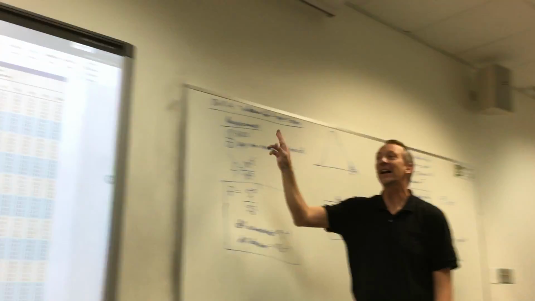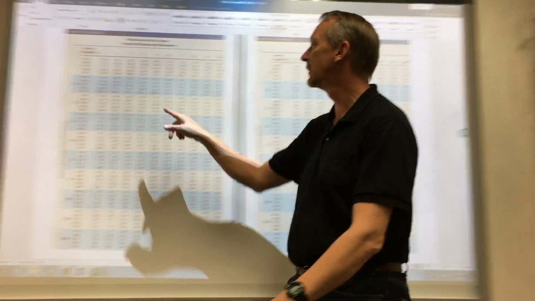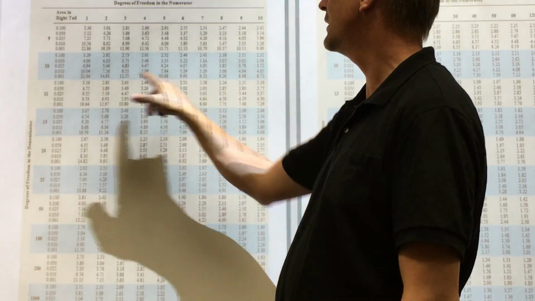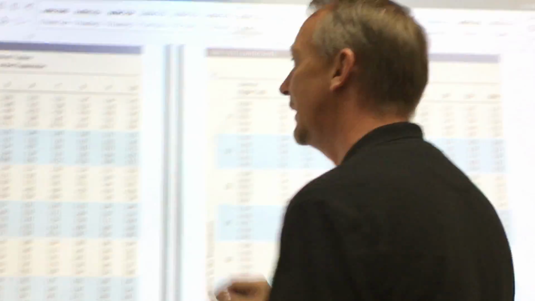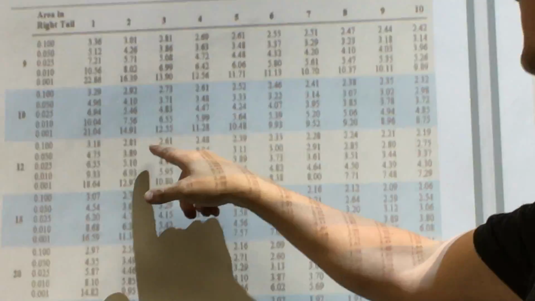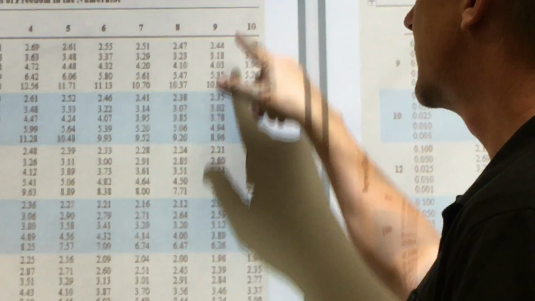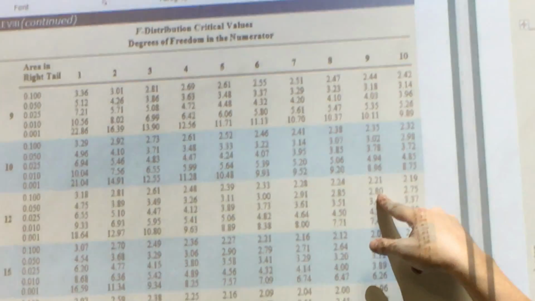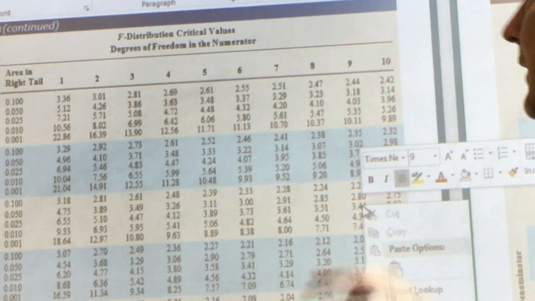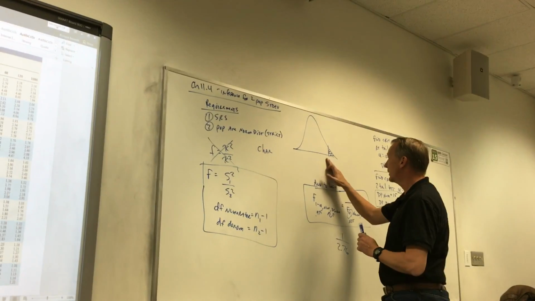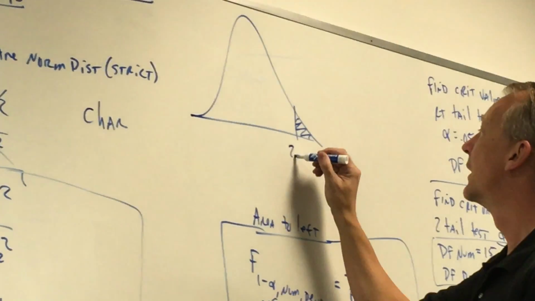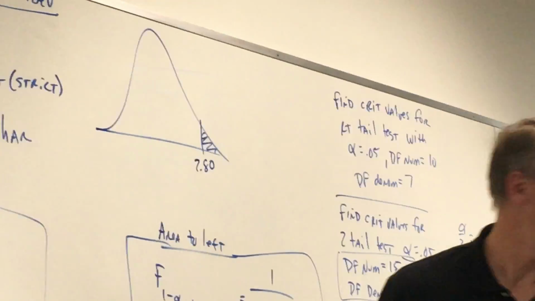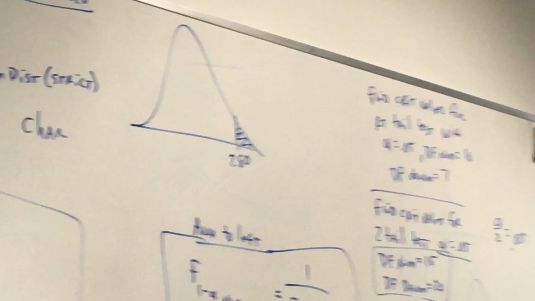Just for fun, let's say that it was 12. 9 and 12, my alpha is 0.05, I would get 2.80. Does that make sense? So just for the sake of argument, even though this is the wrong number because my chart's not good enough, I got a value of 2.